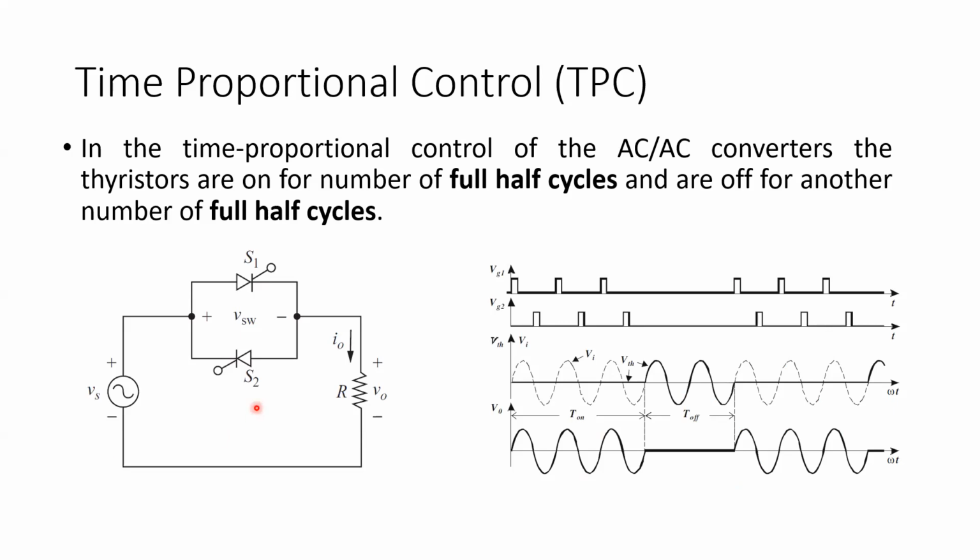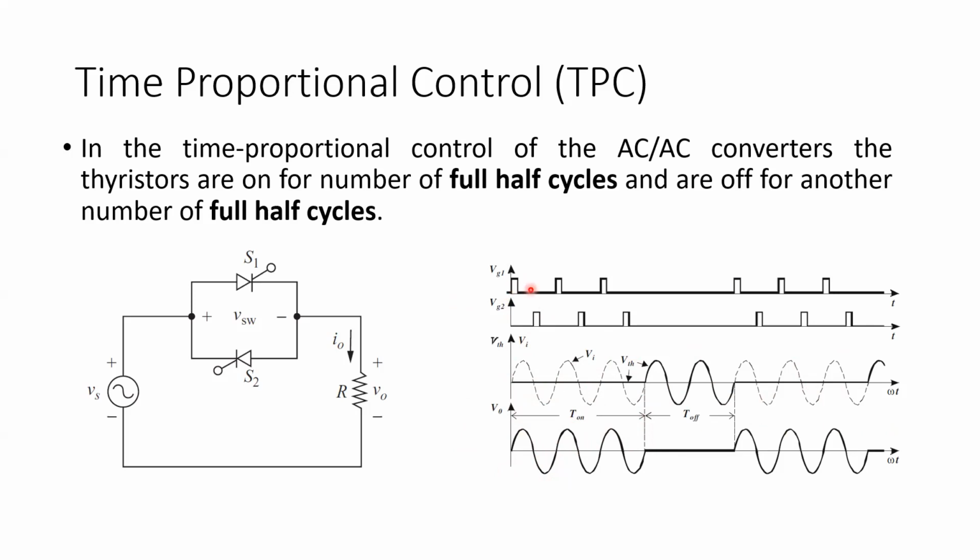Okay. Now we are going to talk more about time proportional control. As I explained earlier, there will be changes to the cycles. What we do is allow some half cycles to the other side and cut some half cycles from the other side. This diagram shows simply how we do it. Here you have your incoming wave. It will be something like this.